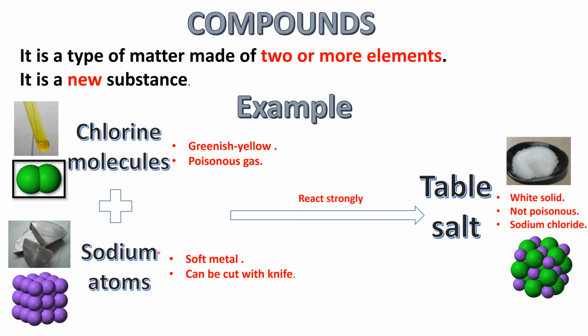So a compound is a type of matter made of two or more elements. This element with this element will produce a new substance. This is a gas, this is a solid, and they will produce a white solid. This is greenish yellow, and here is this metal. When they react with each other, they react strongly and make a new substance, which is called table salt.